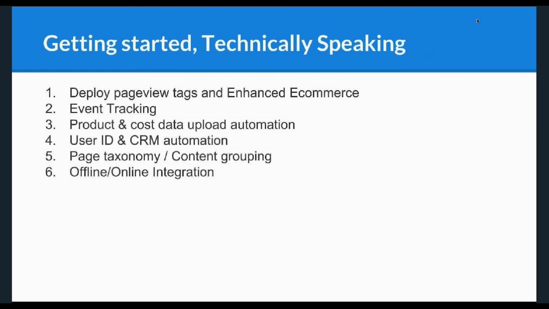Then event tracking and event architecture. Then setting up a product and cost data upload automation, to bring in those product attributes that Neil was showing and sharing with us, so we can look at what product lists are performing well and what product lists are not. Then user ID and the CRM automation to get information about our users. Then thinking about the page taxonomy and how we can group sections of our website to see what sections are performing better than others. And the last one, which is often the more complex one, is offline and online integration.